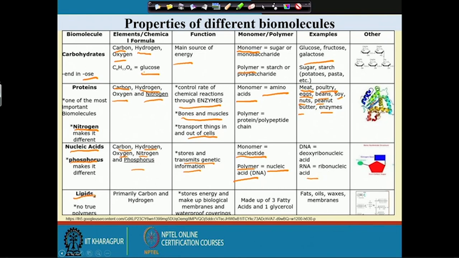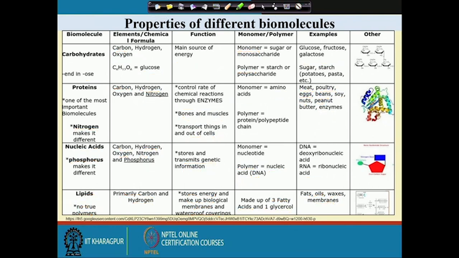I told you this is lipids. There is no true polymer here. They contain primarily carbon and hydrogen, and also oxygen. They are stored as energy, as I told you, and make up biological membranes and waterproof coverings. They are hydrophobic in nature because they have water-repelling properties. They are made up of 3 fatty acids and 1 glycerol, and examples are fats, oils, wax, and the membrane. These are the different examples that we have.